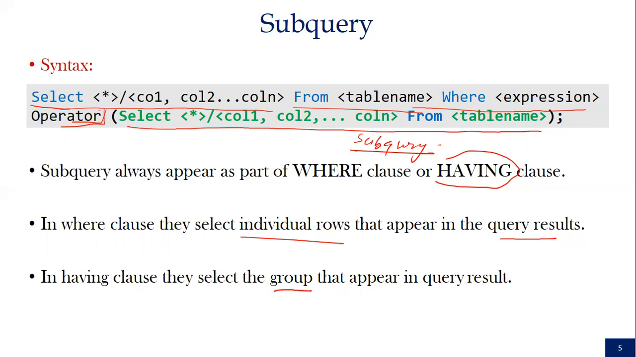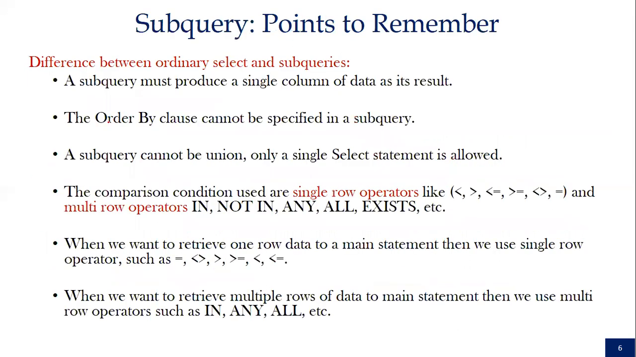So now you can remember the following points whenever you are going to use a subquery. There are differences between an ordinary select and a subquery select. A subquery must produce single column data as a result. Next, the order by clause cannot be specified in a subquery. A subquery cannot be a union; only a single select statement is allowed.